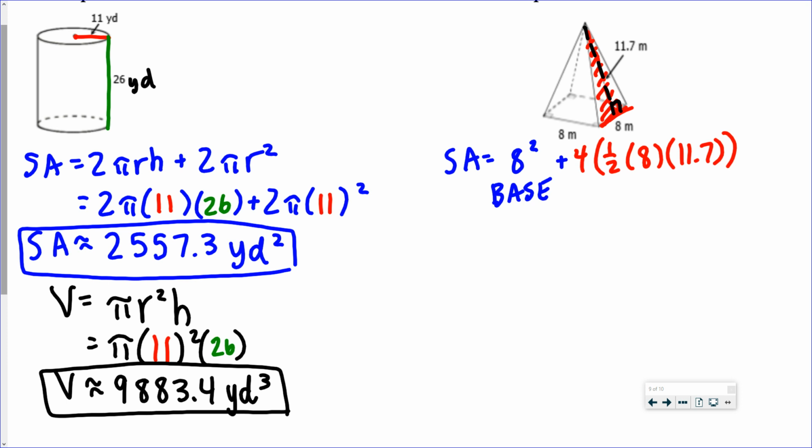That's the easiest way. You don't have to memorize a formula for finding surface area of a pyramid. Just add up all the areas of the polygons. Okay, ready for this number? 251.2 meters squared.